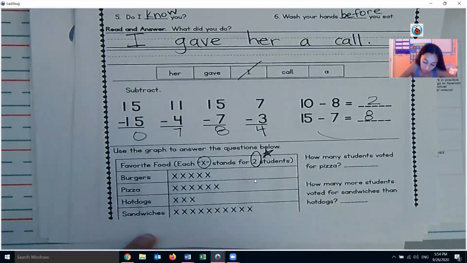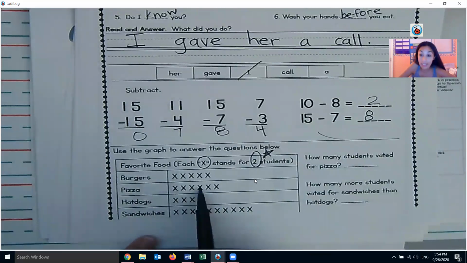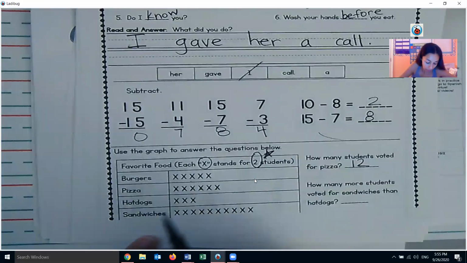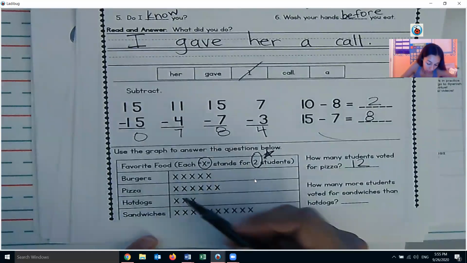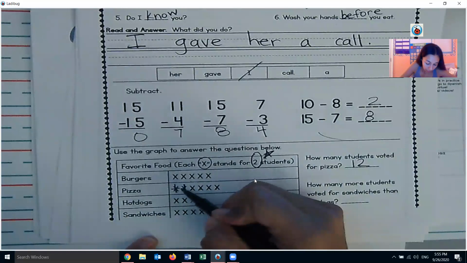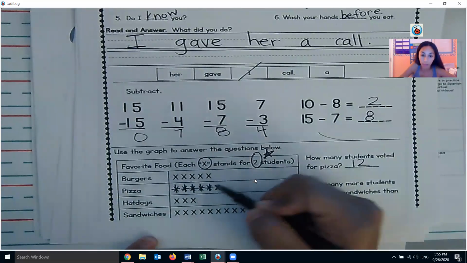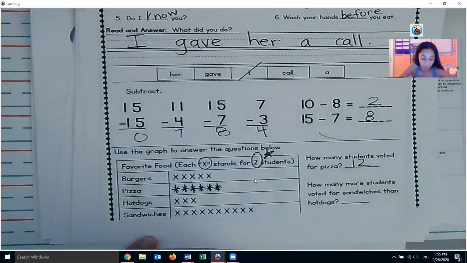So how many students voted for pizza? Pizza has 1, 2, 3, 4, 5, 6 X's, but it doesn't mean 6 students, right? We need to double that. We can also use a doubles addition: 6 plus 6 gives us 12. Or we can count like this: 1, 2, 3, 4, 5, 6, 7, 8, 9, 10, 11, 12. Either way, we'll get 12.